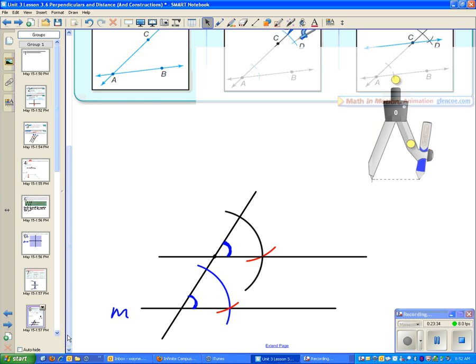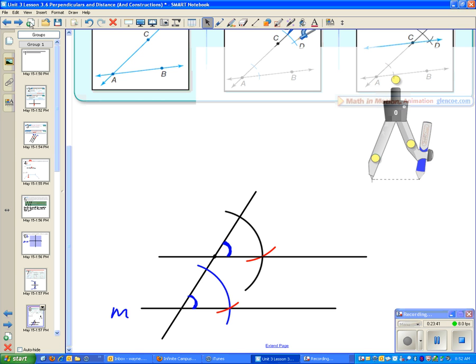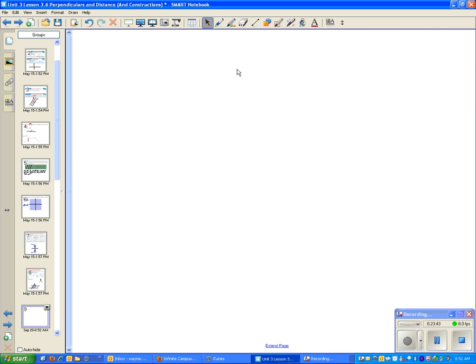Let's try this construction again. What do you say? All right, so let's try this again. Everybody with me, even if you think you got it. Let's start with a line. So I'll call it M again, just to have something to call it. So there's line M. We are going to construct a line that is parallel to line M.